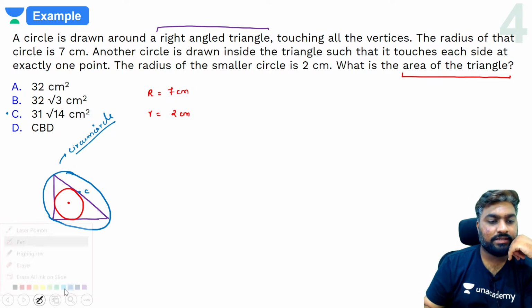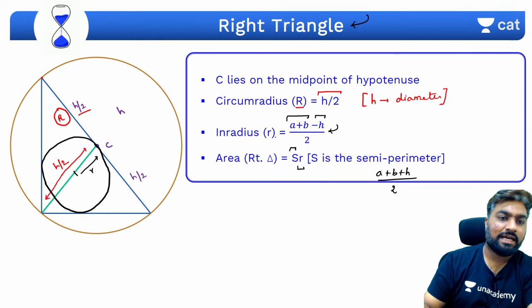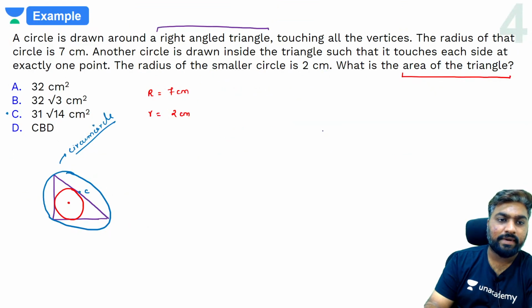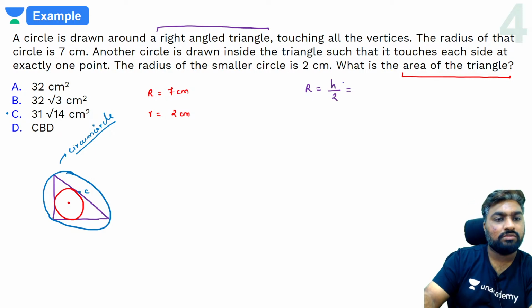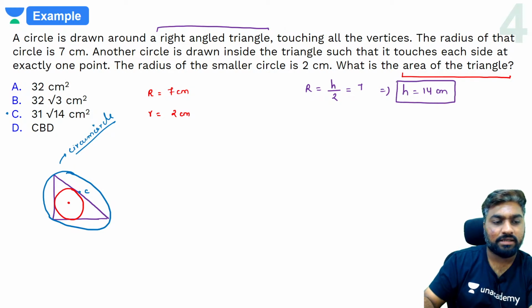चलो let's try this. साथ में try करेंगे. So what did we just see? We saw that in radius r is nothing but sum of the sides minus the hypotenuse by 2, right? What do we know? R, which is nothing but h by 2, hypotenuse by 2 is nothing but 7. So from here what do you get? The hypotenuse is 14 centimeters. Yes, hypotenuse मिल गया हमें 14 centimeters.